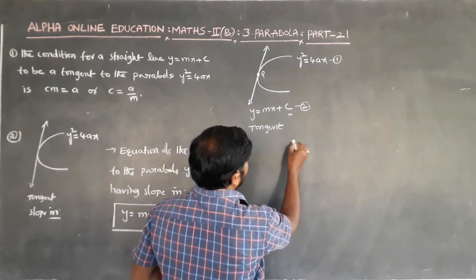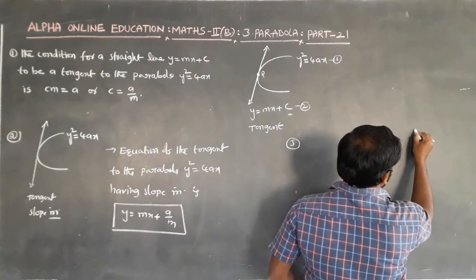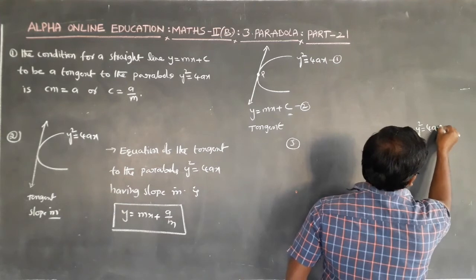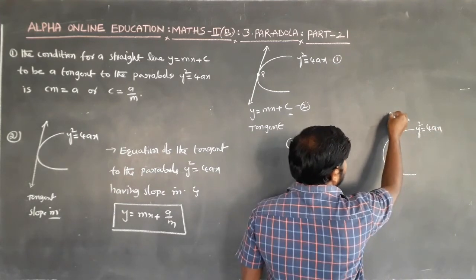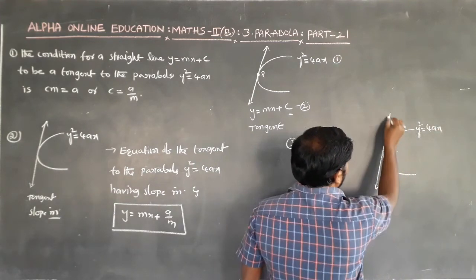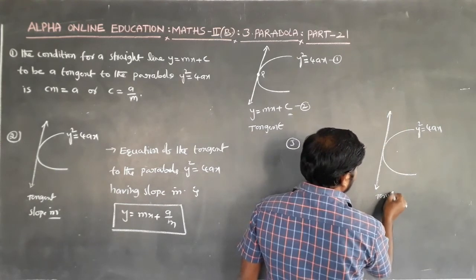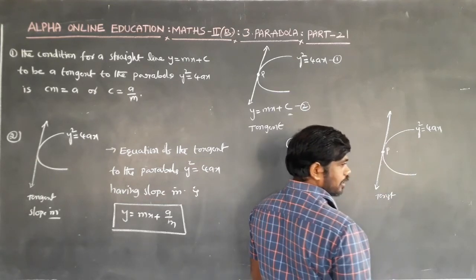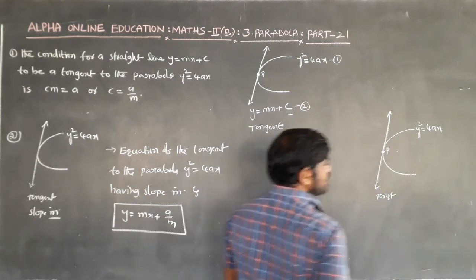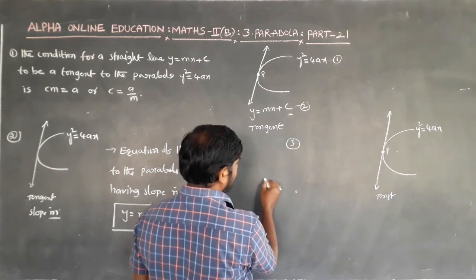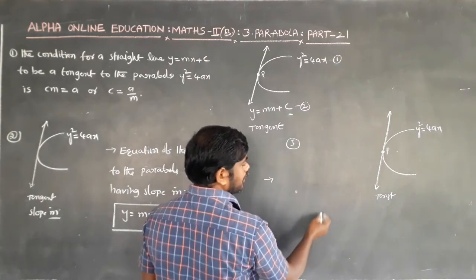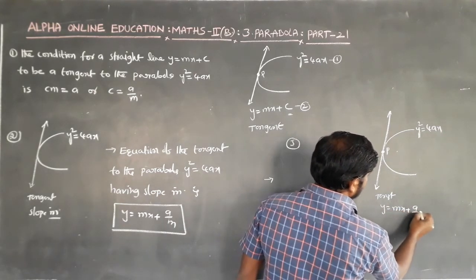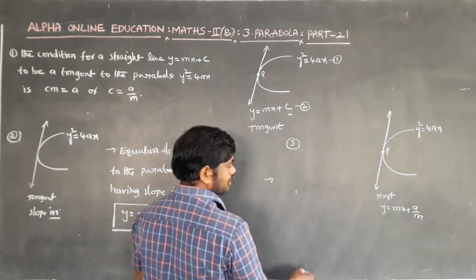Having slope m is... Next one is, this is the equation of the parabola y square is equal to 4x. This is the line tangent that touches the parabola at P. Here P is the point of contact. This is the equation of the tangent: y equal to mx plus a by m.